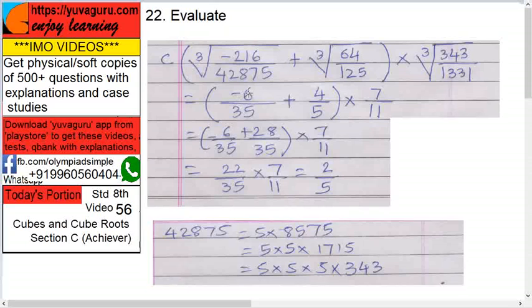So let's move on. Minus 6 by 35 plus 4 by 5, bracket close, into 7 by 11. Right? So 5 sevens are 35, 4 sevens are 28. Minus 6 plus 28 upon 35 into 7 by 11. So this becomes 28 minus 6, 22, with the sign of the bigger one, upon 35 into 7 upon 11. Okay, now solve this. 11 ones are 11, 2s are 22, 7 ones are 7, 5s are 35, so 2 by 5. So 2 by 5 is the required answer.